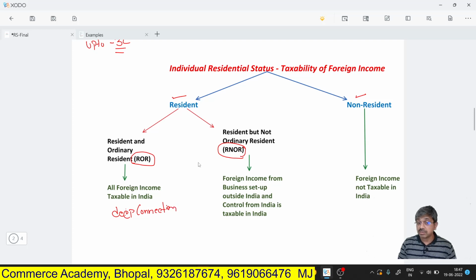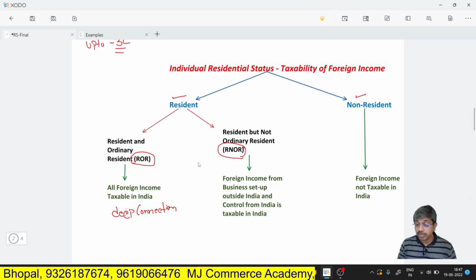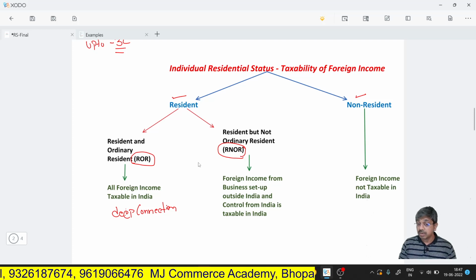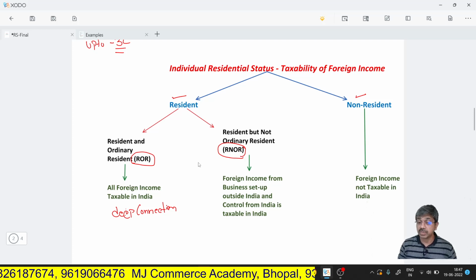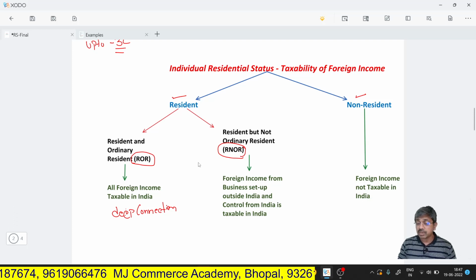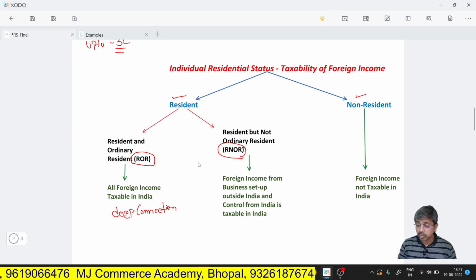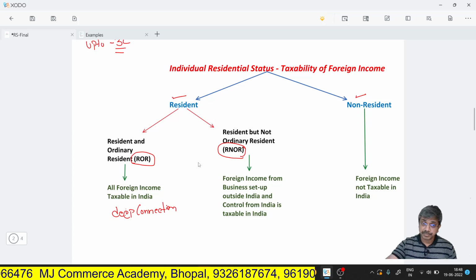But in the second case, the law regards that the individual does not have a deep connection with India. Hence, only one type of foreign income is made taxable in India, that is, foreign income from a business set up outside India and controlled from India. It means the physical activities of the business are carried out outside India, but the control and management of the business is situated in India. This aspect I will cover in depth in my next video, where I will explain income accruing and deemed to accrue or arise in India.